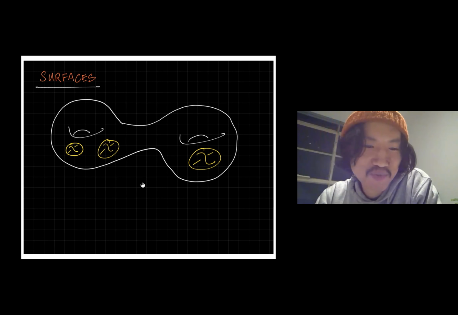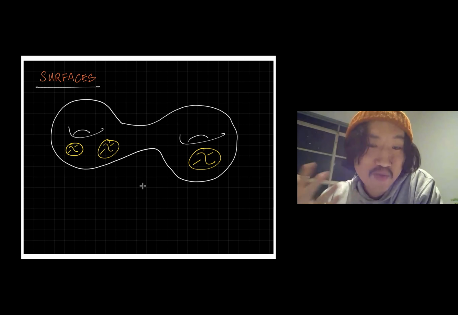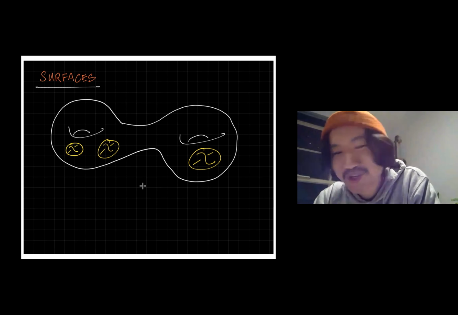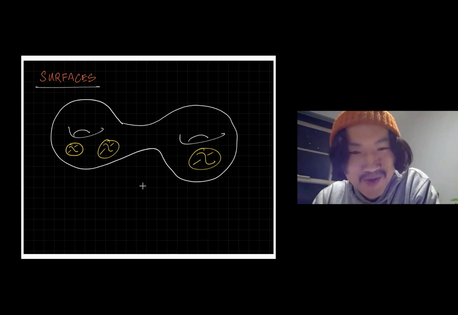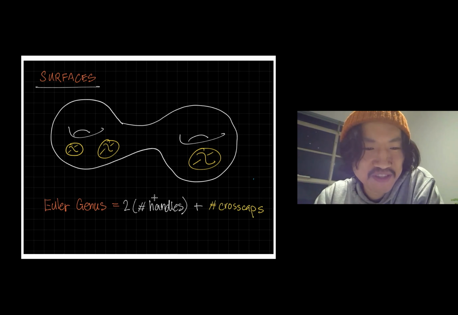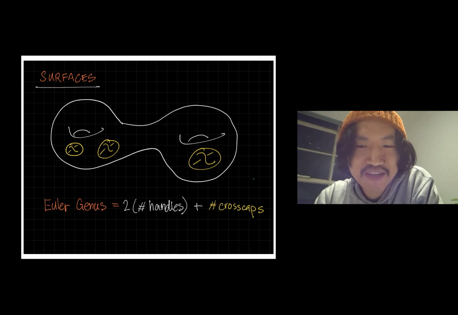And so what you can do is you can take a Mobius strip. The boundary of a Mobius strip is also a circle. So you can glue this Mobius strip onto this disk. And the thing that you get is what we call a surface. So that's all you need to know about surfaces almost, except for there's an important parameter. This is sort of the right way to measure how complex the surface is. This topological invariant is the Euler genus. It's 2 times the number of handles plus the number of Mobius strips that I've glued into the surface. So for this guy, it is 2 times 2 because I have 2 handles, and I've got 3 crosscaps. So this surface has Euler genus 7.